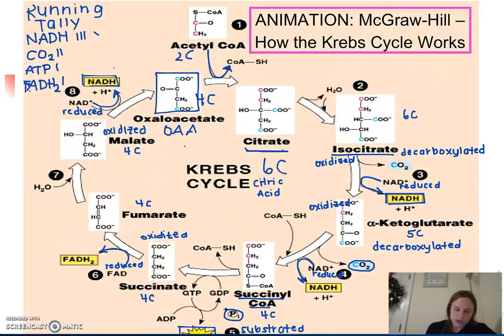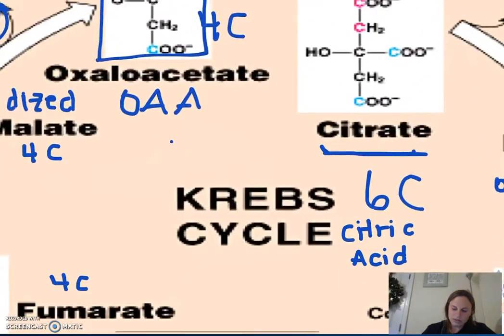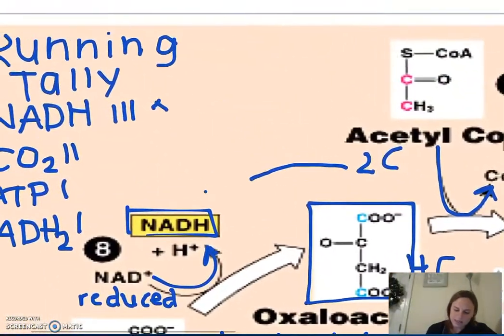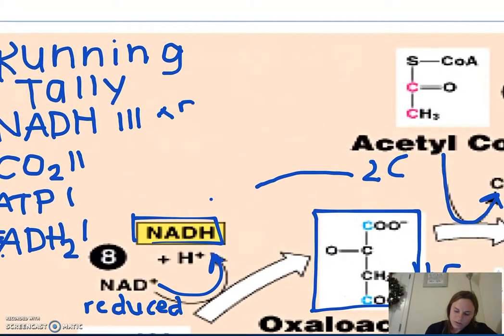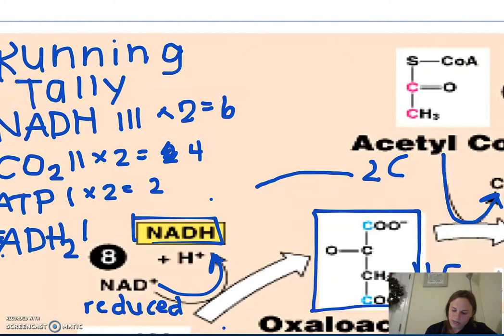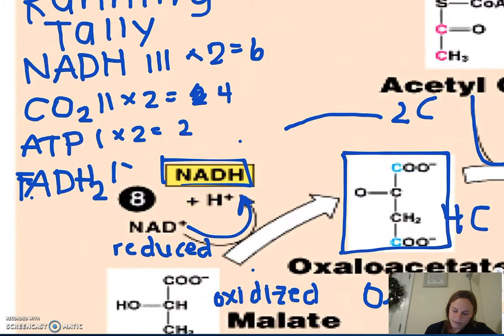So in order to determine our totals, we need to multiply each one of these running tallies by 2. If I multiply this by 2, I get 6 total NADH. If I multiply this by 2, I get 4 total CO2. If I multiply this by 2, I get 2 ATPs. And if I multiply this by 2, I end up with 2 FADH2.